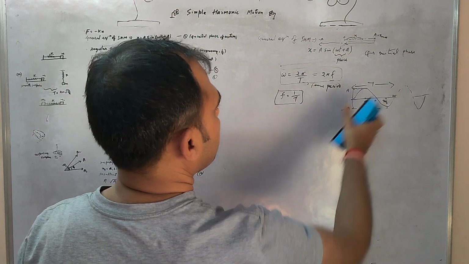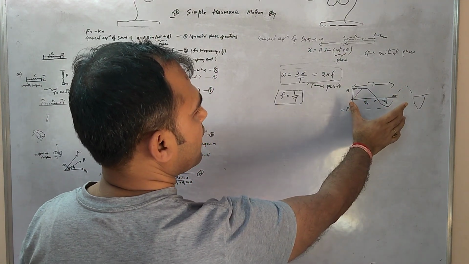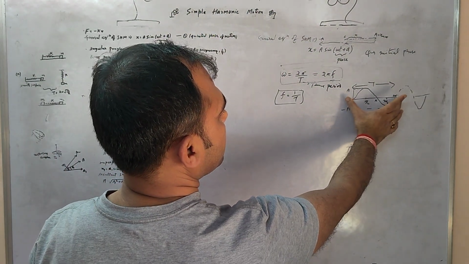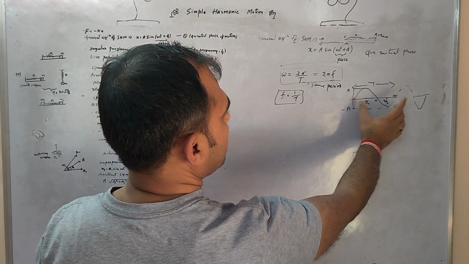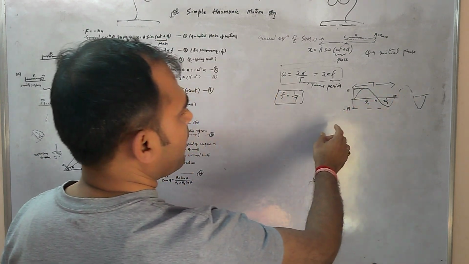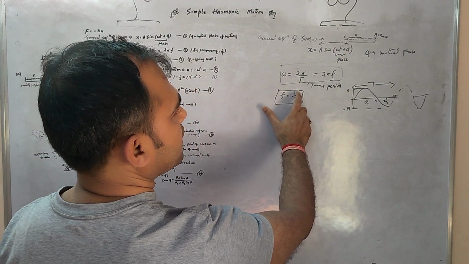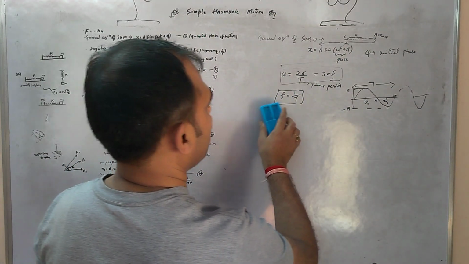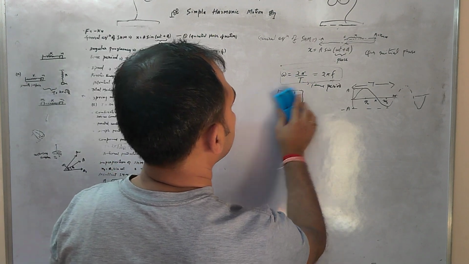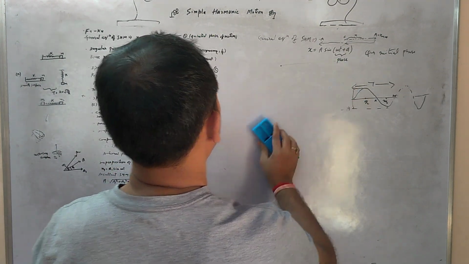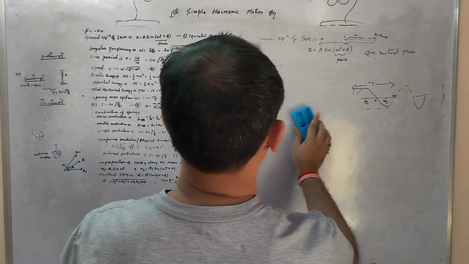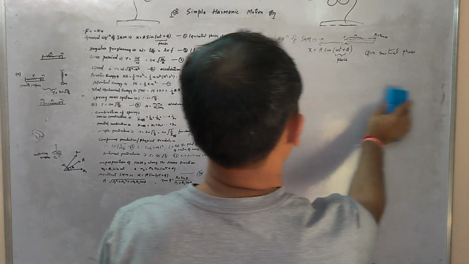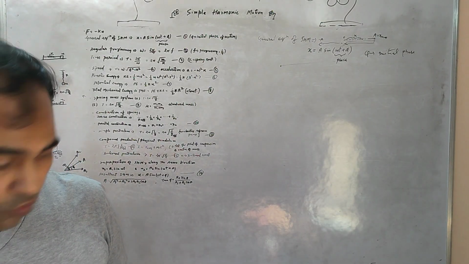If T is the time taken for one cycle, then how many cycles will be completed by this particle in 1 second? This is the frequency. So f is equal to 1 by T. So you are now aware of the basic concepts.